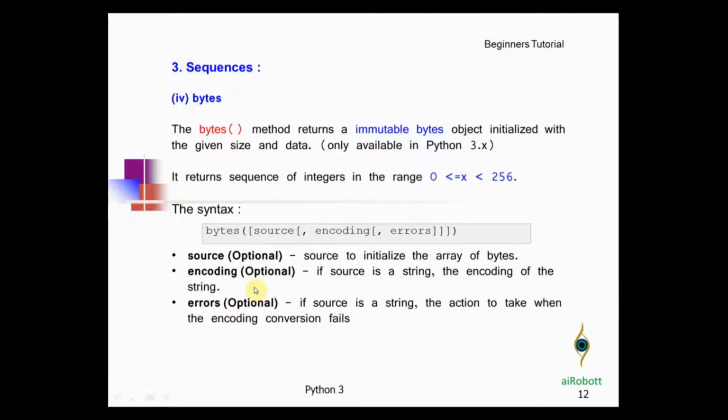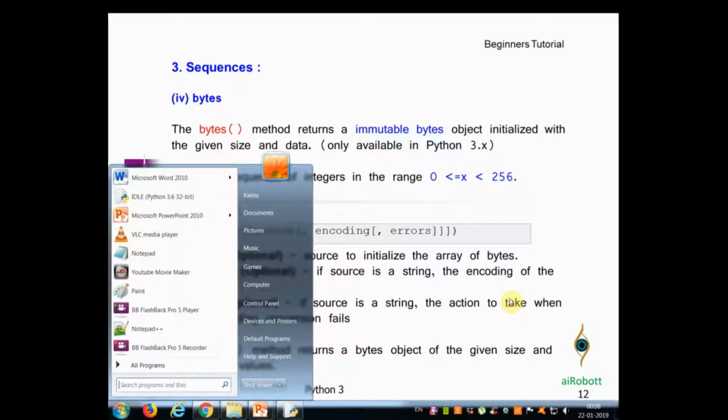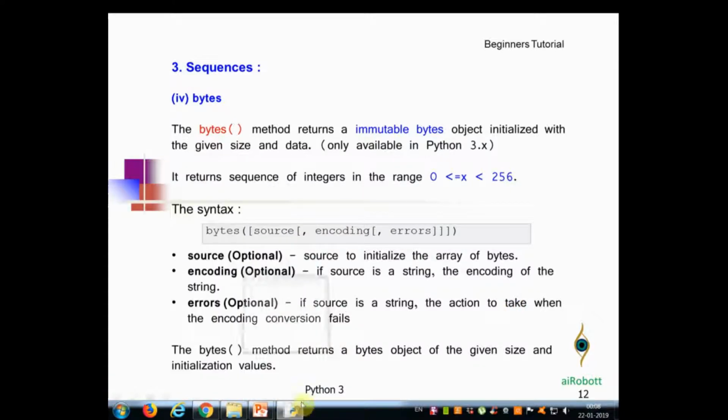The next parameter, errors. If source is a string, it is the action to take when the encoding conversion fails. It is also an optional parameter. The bytes method returns a bytes object of the given size and initialization values. Let's see one example here. In that example, we will convert a string into bytes.